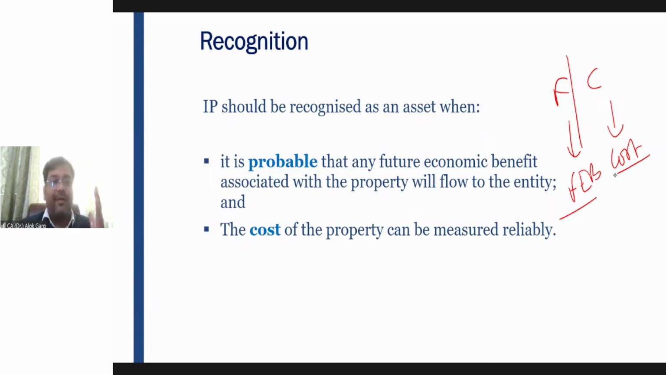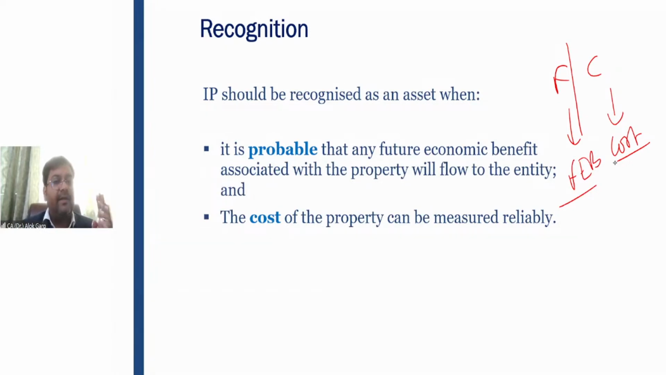Right, guys? For recognition, two conditions should be satisfied. It is probable that any future economic benefit will flow to the entity. The cost of the property can be measured reliably. You remember when I taught you the property, plant and equipment standard? Again, the same condition was there. PPE should be recognized as an asset when it is probable that the future economic benefit will be available and cost can be measured reliably.